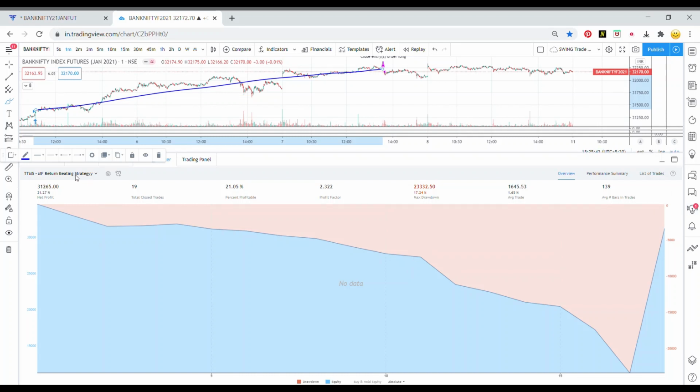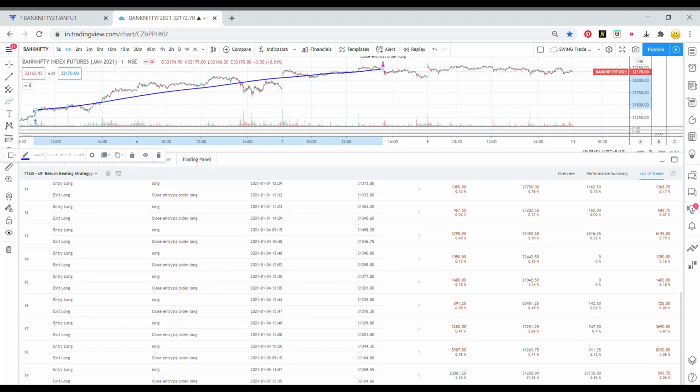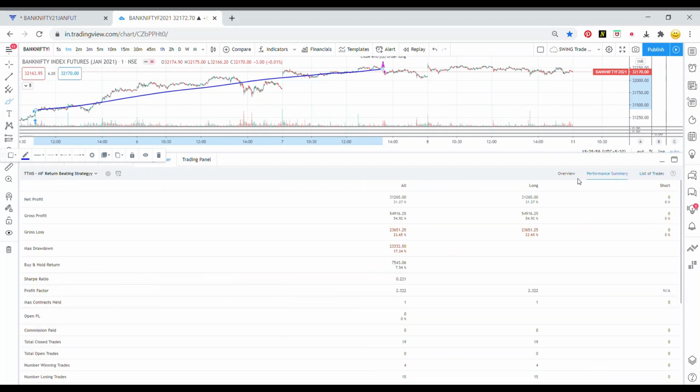And this is the strategy which I have built in, and it can show you here the profit it has made on one single lot of Bank Nifty. If you look at the performance, you can always measure the performance and see what your risk reward ratio is and how much you are losing. The profit factor is basically your risk reward ratio. You can consider it's 2.3.